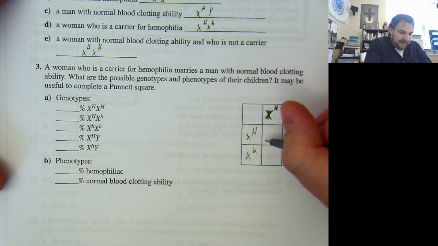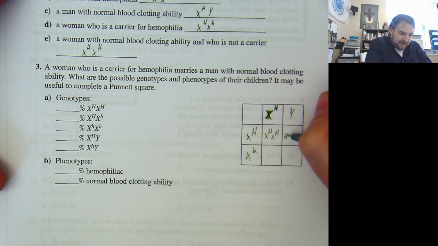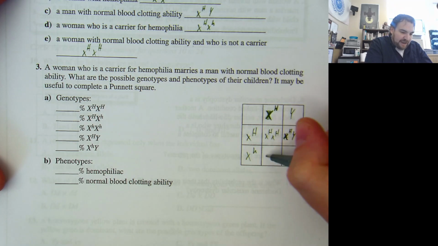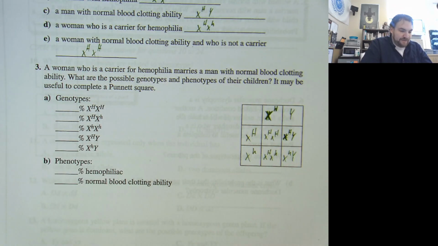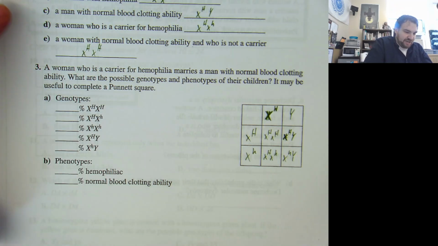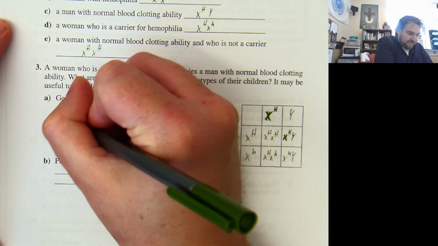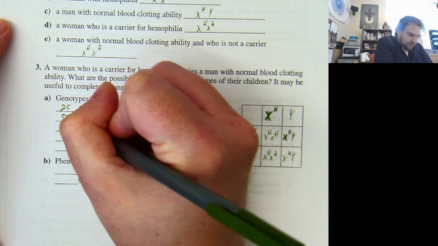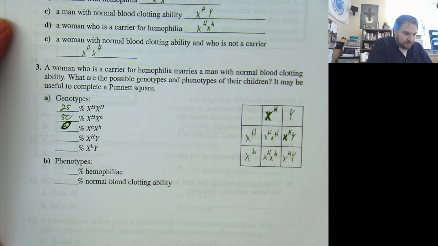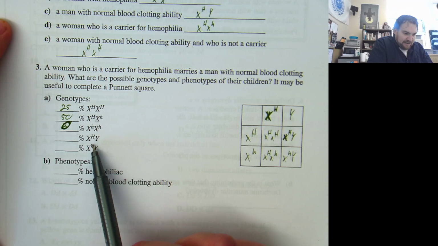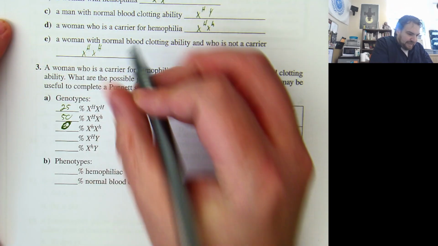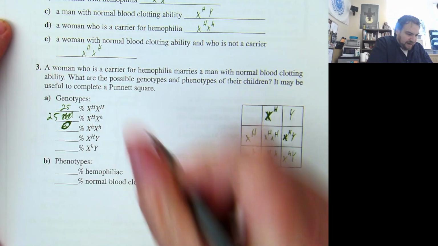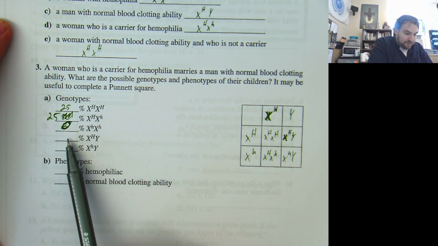Their children are going to be X^H X^H, X^H X^h, X^H Y, or X^h Y. So the percentages of the genotypes are going to be 25, 50, 0. There's no X^h X^h. Oh, whoops, did I screw this up? Nope, I screwed this up. It'll be 25, 25, 0, 25, 25.